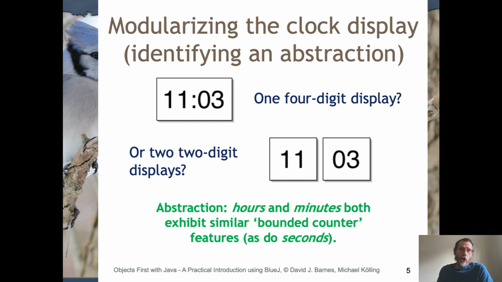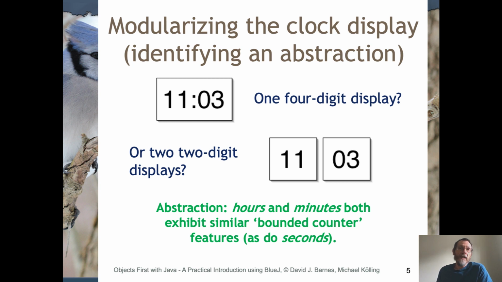So you've seen the clock in action, and one way to think of that clock is as a single 4-digit display, or a single 6-digit display if we're also managing the seconds. So we could consider implementing the whole solution as a single class with, let's say, a few integer fields to store hours, minutes and seconds and so on.